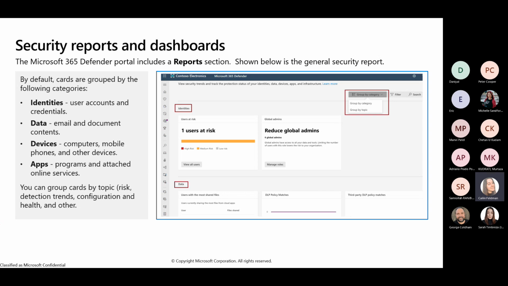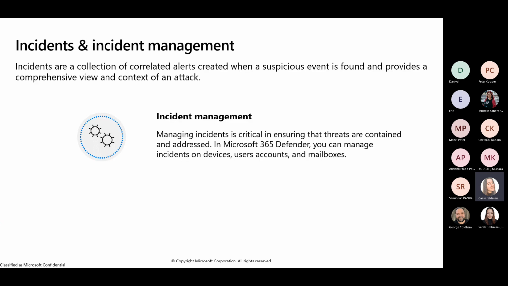As an example, the cards are grouped by category. The identity category includes cards for users at risk and global admins. And then in the data category, we find several cards, including users with the most shared files and third-party DLP policy matches. You can also group cards by topic, and then you can rearrange the cards and groups into various areas. So use the report section to view security trends across your organization and track your protection of your organization's devices, apps, identities, and data. So really a report just to see where you're at in terms of your security. But what happens if there is an incident?